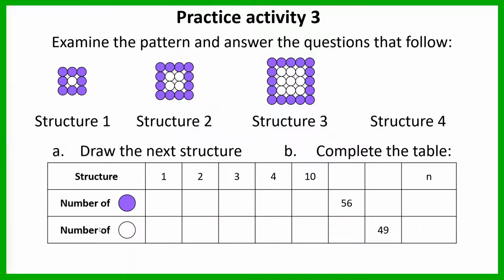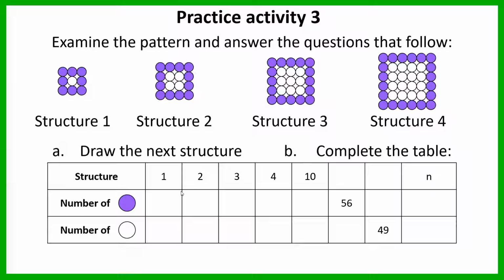Okay, so let's go through that and see what you should have got. So the first thing you had to do was to draw the next structure. So if you look at the first structure, you've got a total of 9 circles where the middle one is white and the outside ones are purple. Then the next structure, you've got 4 by 4 where the outside ones are purple and the middle ones are white. The next one, you've got 5 by 5 where the outside ones are purple and the middle ones are white. And then in structure 4, you're going to have 6 by 6 where the outside ones are purple and the middle ones are white. So that's what your fourth structure should have looked like.